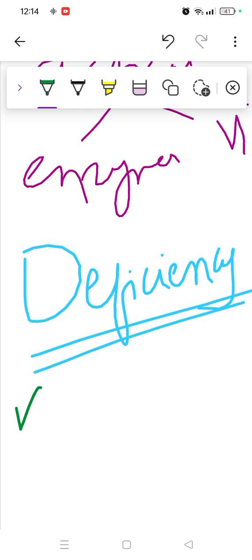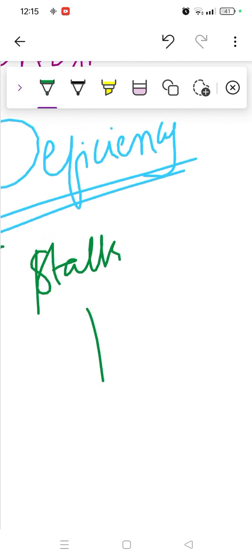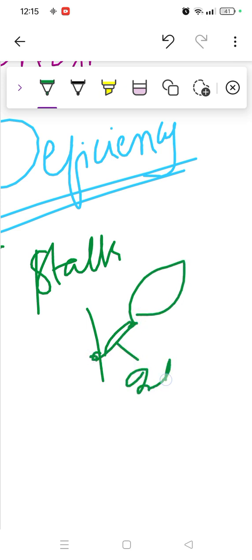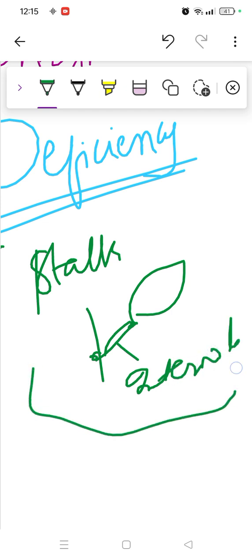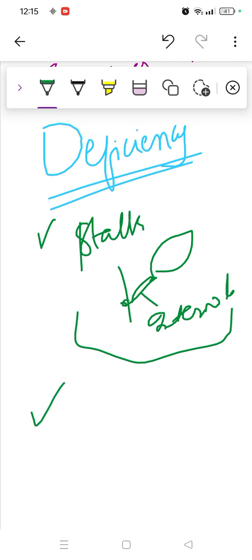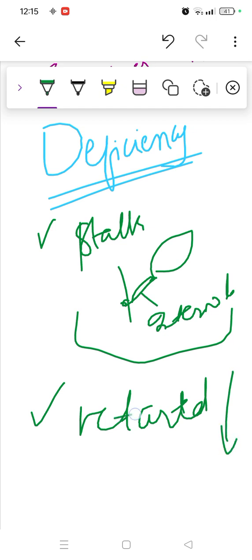First thing you will see is that plants are small and the stalk will become short. Stalk is like, if this is the plant here, this is the leaf, this is called the stalk, this is the node, and the difference between them is known as the internode. So this stalk will become smaller if we see sulfur deficiency. Then after that, growth is retarded, meaning stopped. Retarded means stopped or fixed, they are going down, they're not going to grow. Okay, so I'm sure it's clear to you.